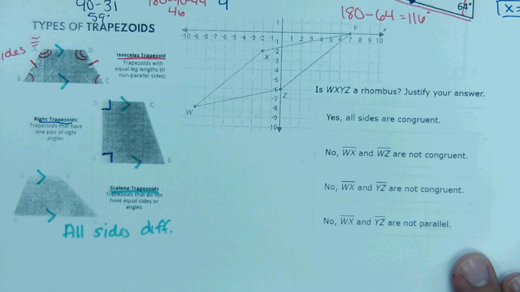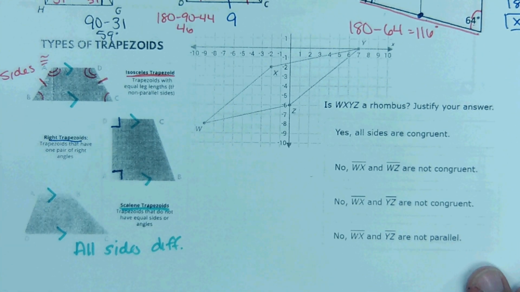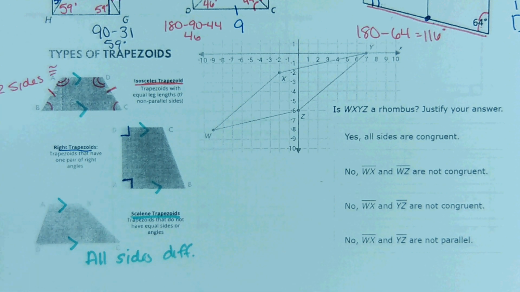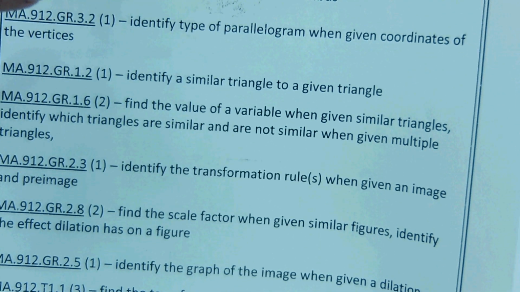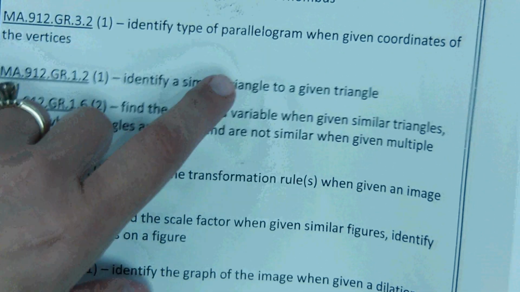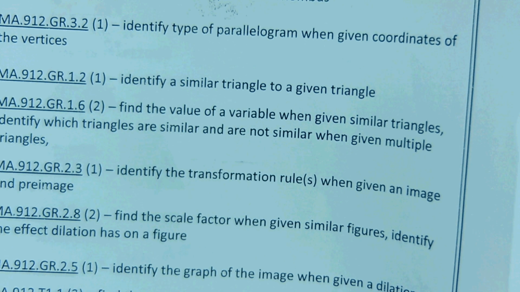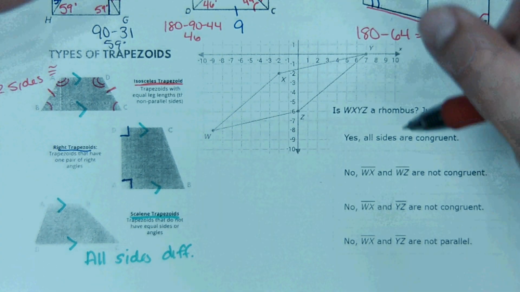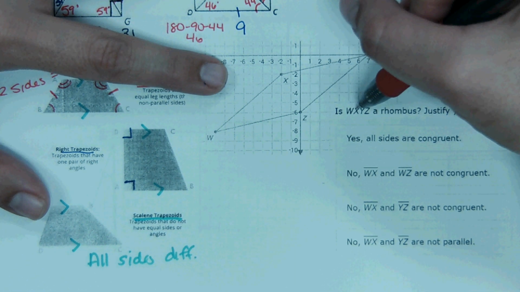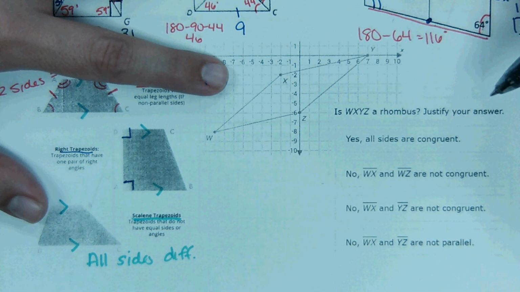Okay, next one. For this question, it says you will have to graph, I believe, let's see, where does it say? Identify a type of parallelogram when given coordinates of the vertices. So I tried to get a sample. This one's already graphed, but you may have to graph it. Is WXYZ a rhombus? Justify your answer.